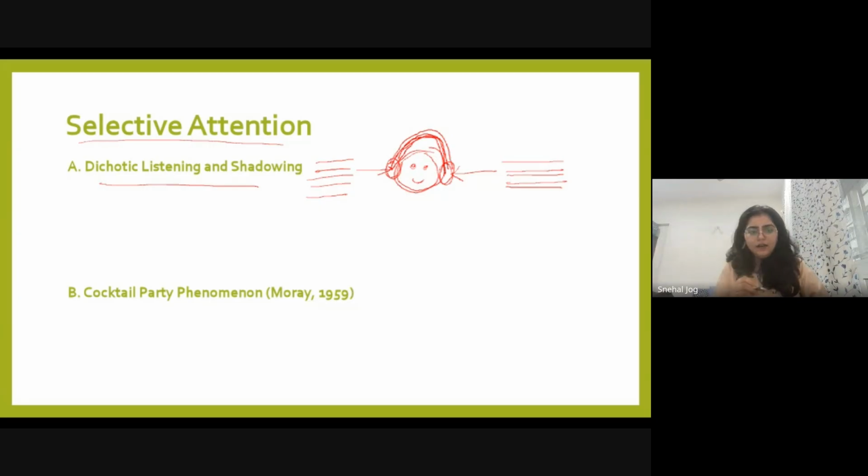Now, in all dichotic listening tasks, the participant is told specifically which ear to pay attention to. For example, the researcher might tell the participant, listen, you have to shadow messages in your left ear. Now, what does shadow mean? Shadow means to repeat aloud.